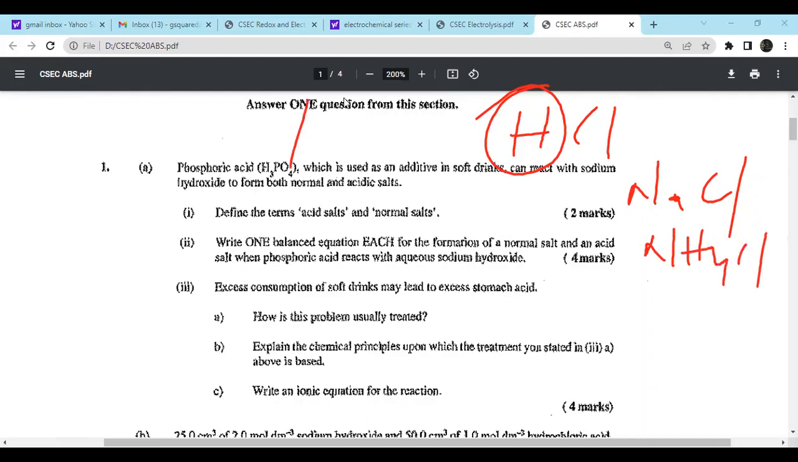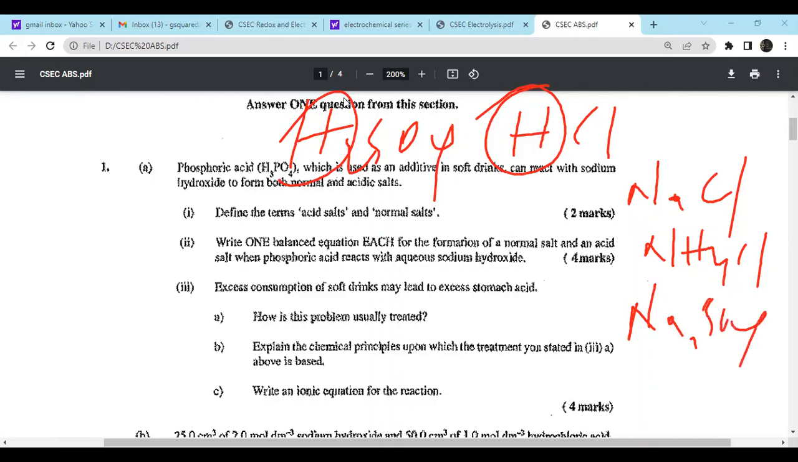So if you have sulfuric acid, H2SO4, and you replace the hydrogen with sodium, you're going to get sodium sulfate, and that's a salt. If you replace it with NH4, (NH4)2SO4, you're going to get a salt as well. So once you replace the hydrogen in an acid with a metal or the ammonium ion, you get a salt.